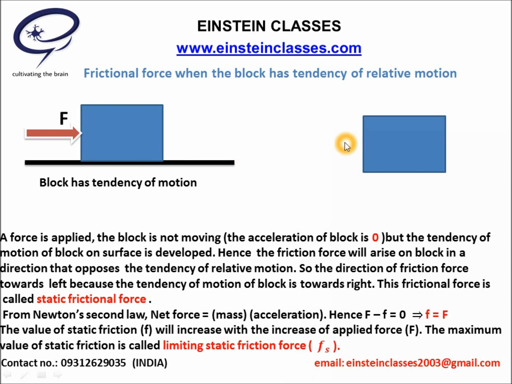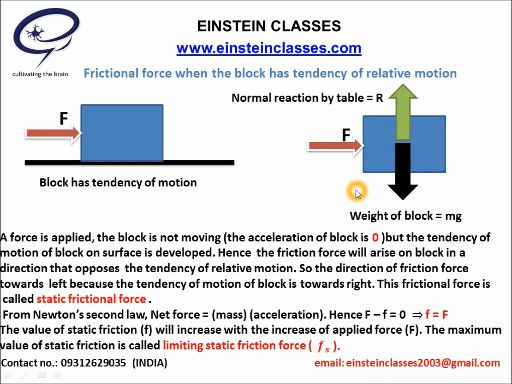The forces acting on this block will be the applied force F by the external agent towards the right. The next force will be the gravitational force, which will act vertically downward. The next force will be the normal reaction by the table, and the fourth force will be the frictional force exerted by the table. This friction force will act towards the left because the block will have the tendency of relative motion towards the right due to the application of this force F.